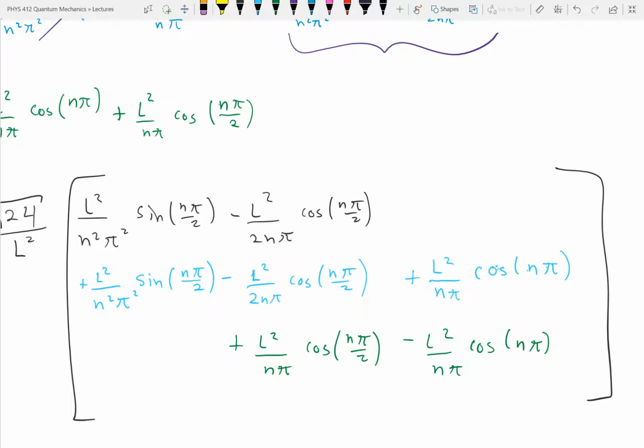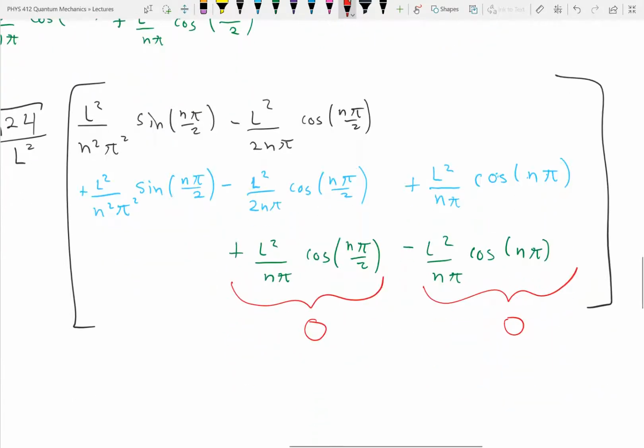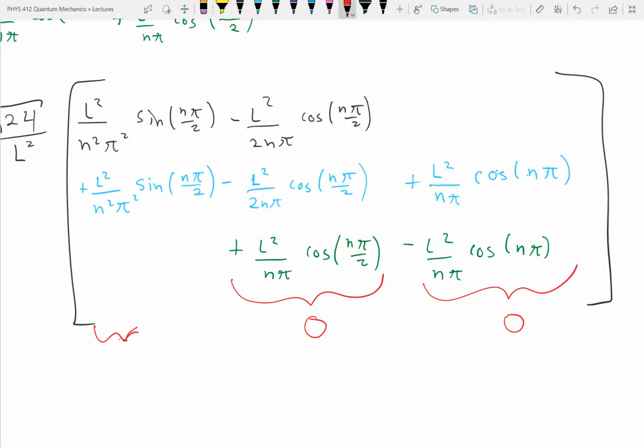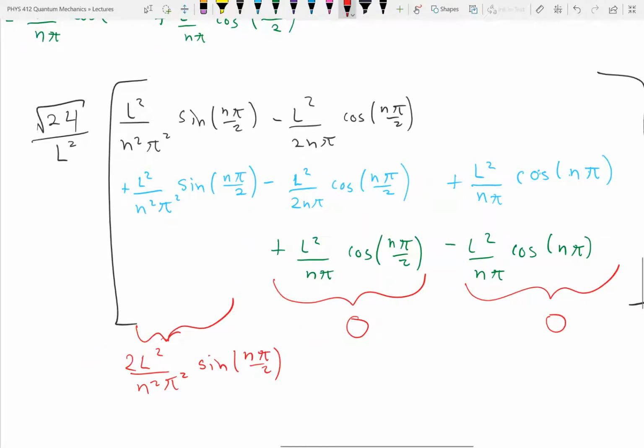So there we have it. And as you can see, this column here adds up to 0. Because the first two were over 2 and negative. The last one didn't have the over 2 and it was positive. This column here adds up to 0. And this column here is L squared over n squared pi squared, 2. So I'll put the 2 out front. Sine of n pi over 2.